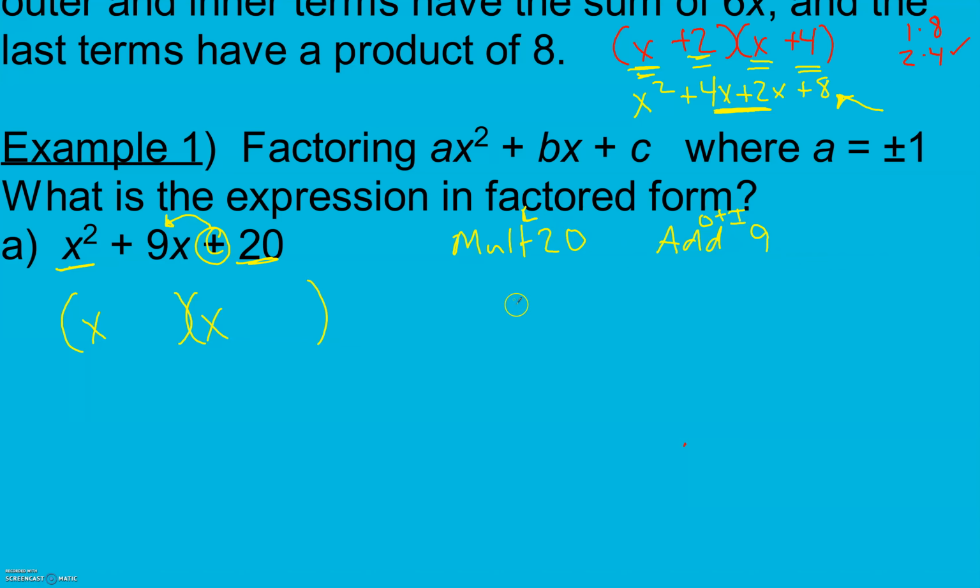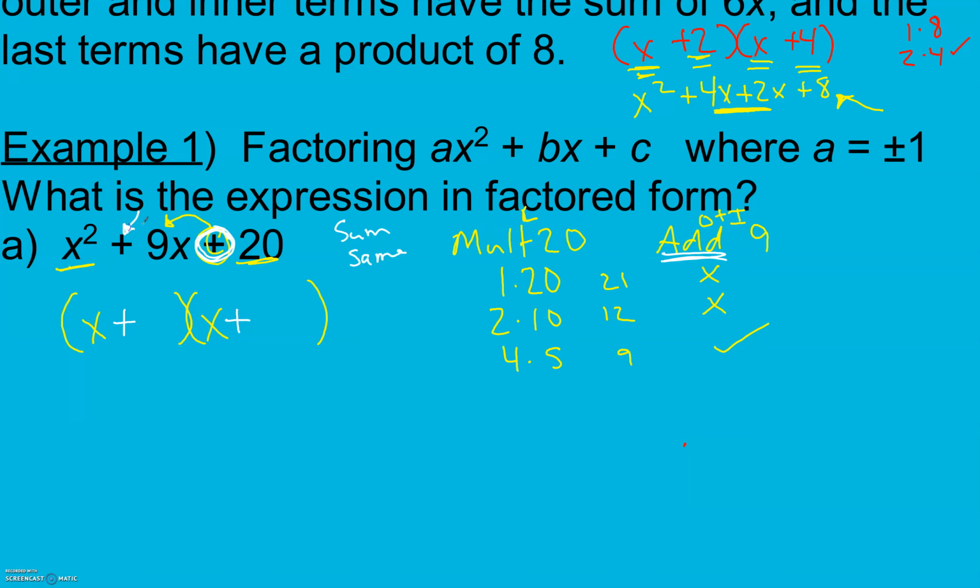My options when I list out my factors for 20 are 1 times 20, which adds to 21. That's not what we want. 2 times 10, which adds to 12. That's not what we want. 3 doesn't go evenly into 20, but 4 does, times 5, which adds to 9. That's going to be our factors. So here, our signs in the middle of our terms are both going to be plus in this situation. We multiplied to a positive 20, which means both of our signs had to be the same. We found the sum of our numbers here, so our signs are going to be the same.